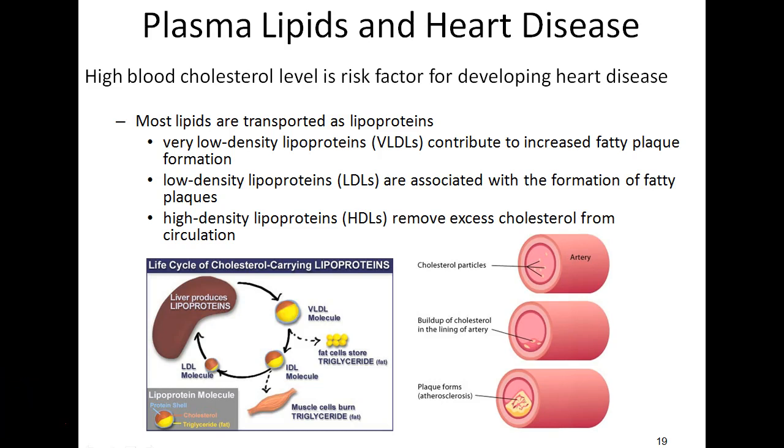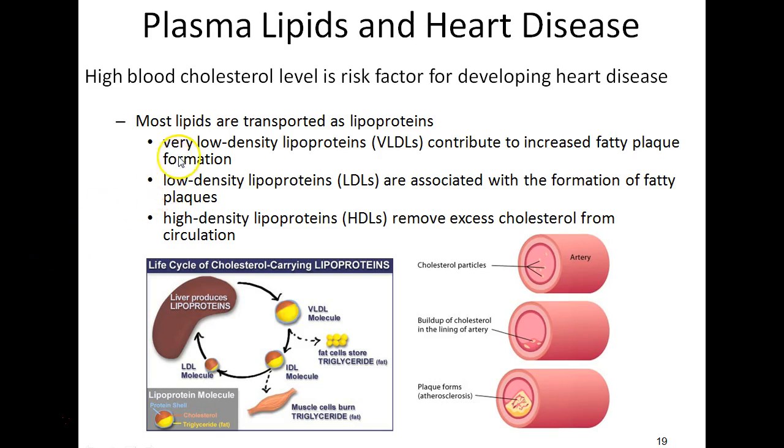So these lipoproteins are going to be particles in the blood that carry items like cholesterol, they carry fats, and they carry proteins. And again, there's a certain genetic component to how much your body makes of these lipoproteins. Let's look at a couple varieties.